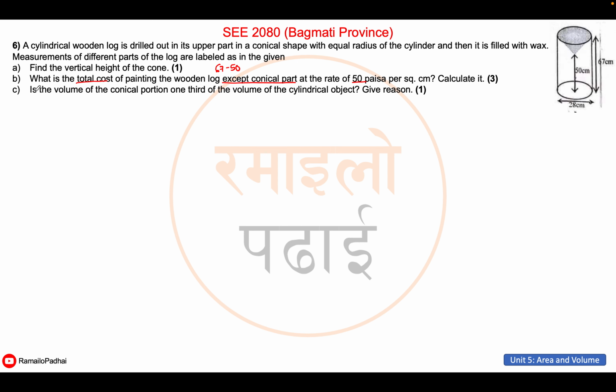In C, is the volume of the conical portion 1/3 the volume of the cylindrical portion? Give reason. We will first find the volume of the conical portion and the height of the cylindrical portion, and then we will compare whether that is 1/3 or not. So without any delay, let's start the solution.